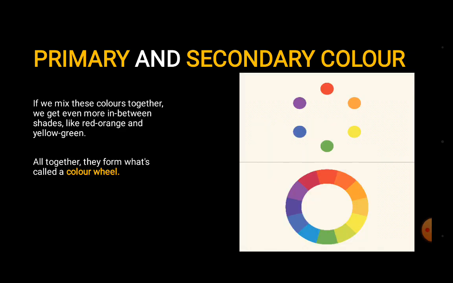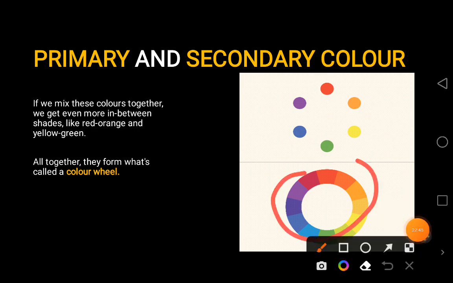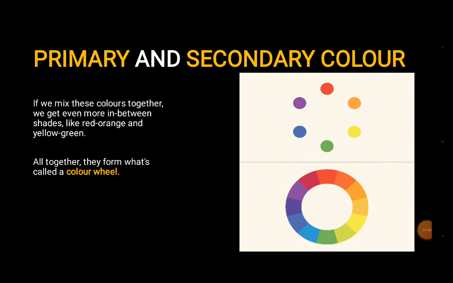If we mix primary and secondary colors together, we can get even more in-between shades, like red-orange and yellow-green. All the shades that we get make up what we call the color wheel. The color wheel is just like the relationship between each color.